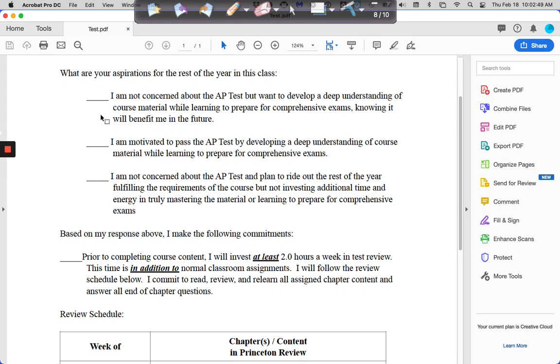But you may still want to consider whether it's worth still engaging in the review process, simply because you're going to need to know the material later and you're going to want to learn how to study for big exams. So, guys, if you don't feel like you fit cleanly into a category, I'd love for you to flip the paper over and write a greater explanation of where you're at, but I am going to ask you to commit.